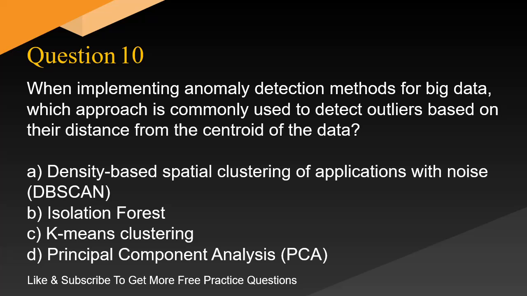Question 10. When implementing anomaly detection methods for big data, which approach is commonly used to detect outliers based on their distance from the centroid of the data? A. Density-based spatial clustering of applications with noise, DBSCAN. B. Isolation forest. C. K-means clustering. D. Principal component analysis, PCA.